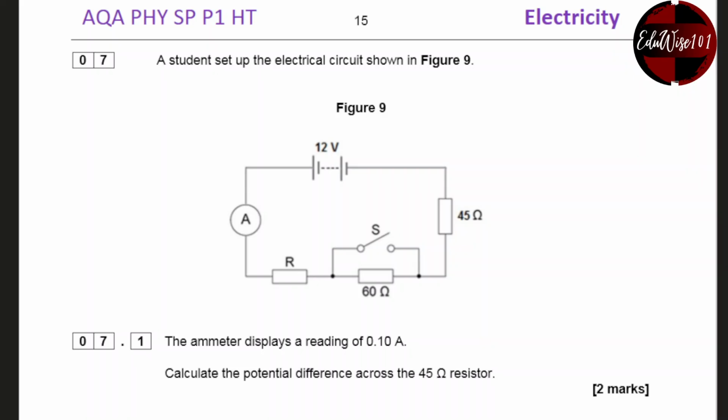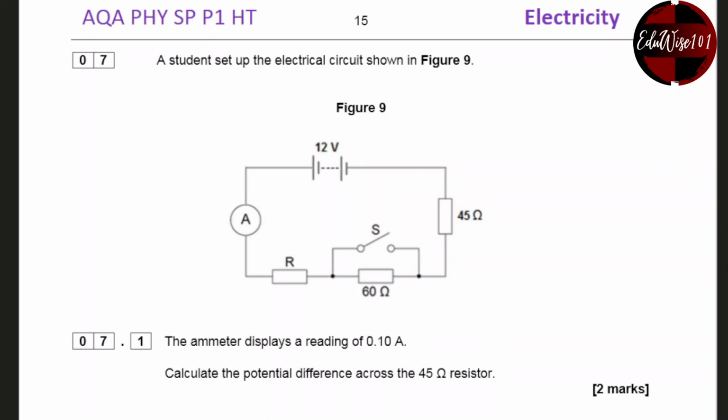In this video, I'm going to go through the AQA Physics Specimen Paper 1 higher tier. Question number 7 is on the topic of electricity or electric circuits. A student set up the electrical circuit shown in figure 9. So you have what is a series circuit with 3 resistors.